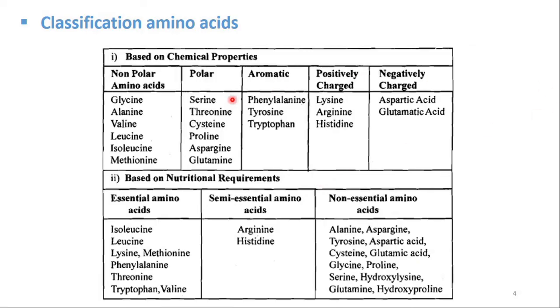Now we will come to the classification of amino acids, how amino acids are classified. If you go through the various sources available or different types of books, there are various ways in which amino acids are classified. One such way is based on chemical properties, I mean, what kind of properties it exhibits chemically. You can see one with a non-polar side chain, that is a non-polar amino acid. Some are polar, aromatic, positively charged, or negatively charged amino acids.